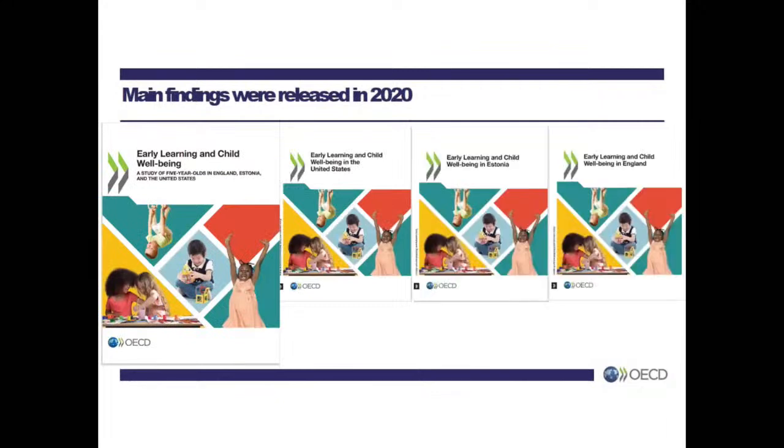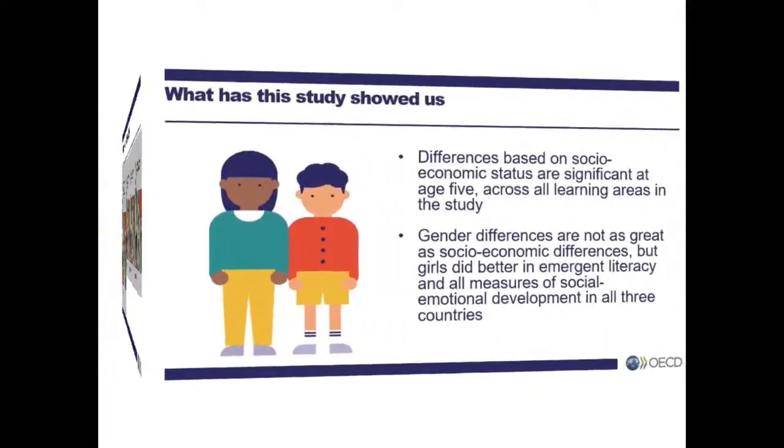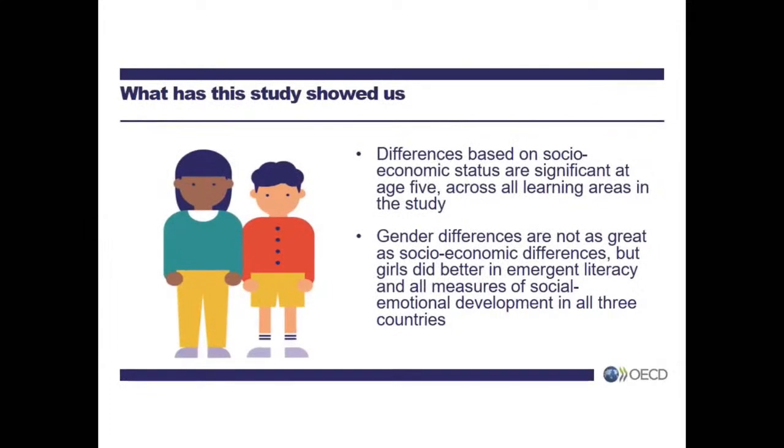The main findings of the first iteration of the study were released last year. The study was initially piloted in 3 countries, the United States, England, and Estonia. As I said, these are available on our website, and we have been continuing to analyse the data, but I'll give you some of the high-level findings.